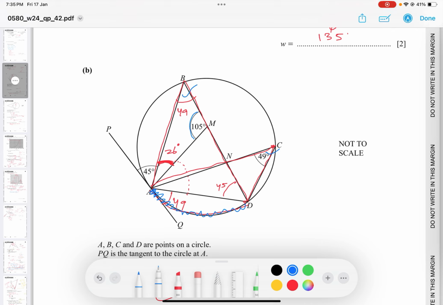We know this is 105, 49 plus 105. This is a triangle, right? And we have to find this angle, BAM. We can just subtract the sum of these two from 180 and we can get our answer. Very good.